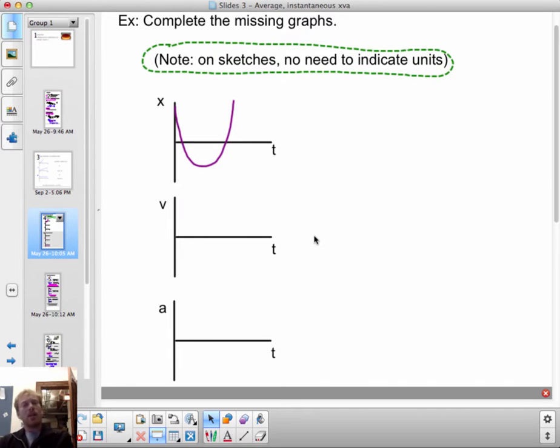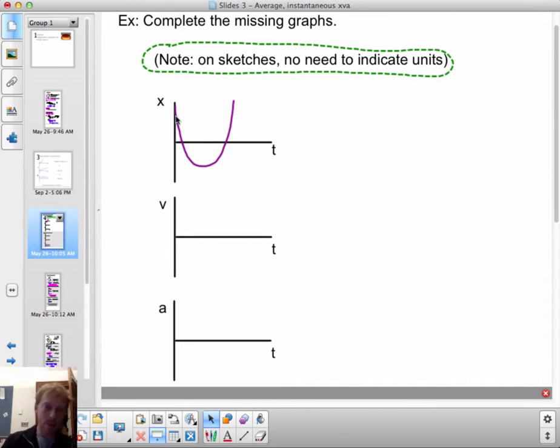By the way, what I'm asking for here is a sketch, not a quantitatively correct graph. And so I don't actually need to label the units. I don't need to say x is measured in meters, because whether x is measured in meters or miles or inches or millimeters or feet, this will always be the shape of x as a function of t. And the velocity as a function of time will always have the same shape. And the acceleration as a function of time will always have the same shape regardless of their units.